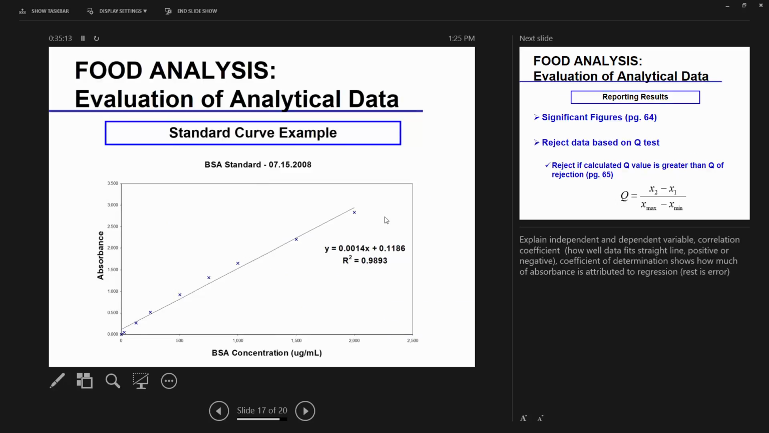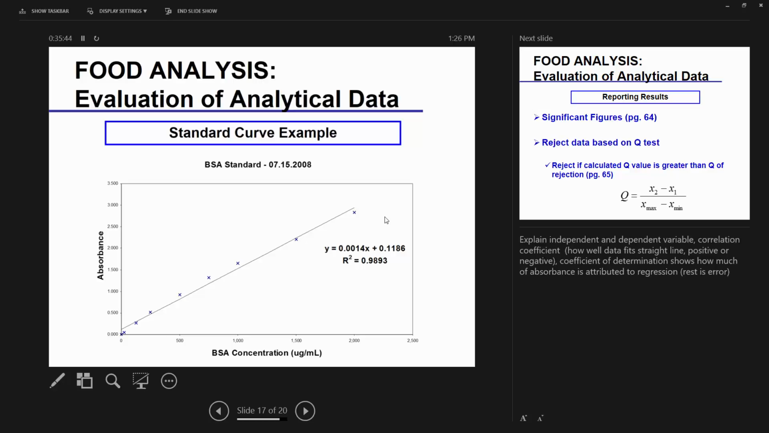So here's an example. This is a bovine serum albumin standard. It's a protein, and it's done for a protein assay. It can be either a Bradford assay or a BCA assay. I'm going to talk about this when we talk about protein determination. But in general, like I said, you prepare known concentrations of the standard, and then it's a colorimetric assay. So you measure absorbance at a specific wavelength.